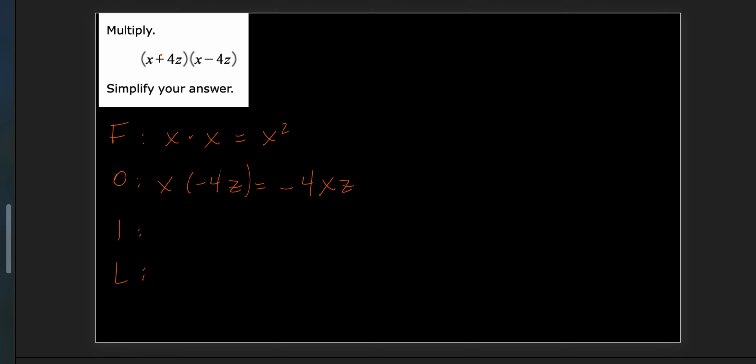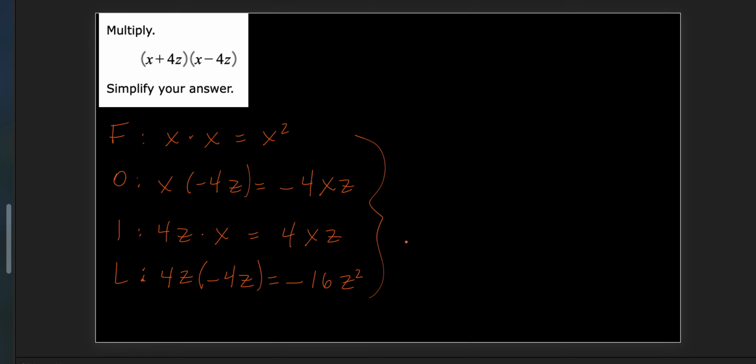And then I for inner, 4z times x, and that's 4xz. And the last positions gives me 4z times negative 4z. So 4 times negative 4 is negative 16. And then when you multiply the z's, they really have 1's there. 1 plus 1 is 2.